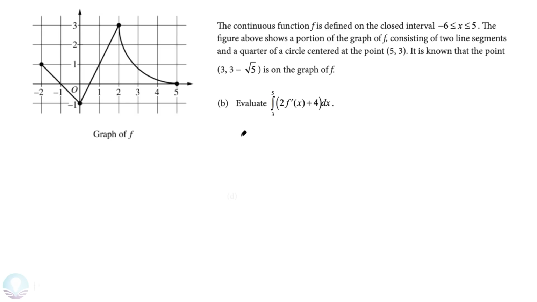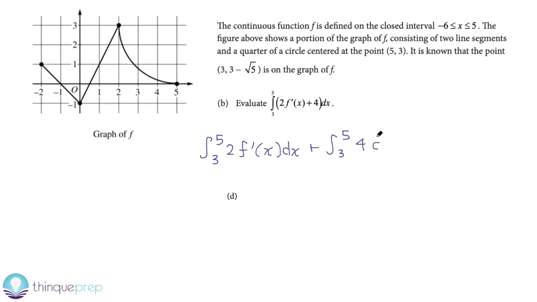In part B, we're asked to evaluate the integral from 3 to 5 of 2f prime of x plus 4 dx. So let's see what we can do with this. Well, one of the properties of integrals is when you have a sum inside your integral, you can split it up, right? So it's the integral of 2f prime of x dx plus the integral from 3 to 5 of 4 dx. So that'd probably be my first step.